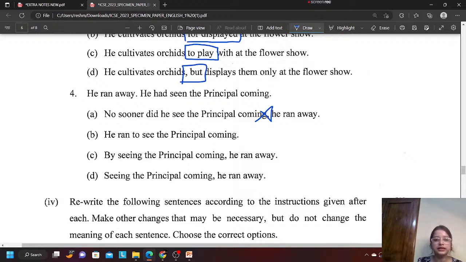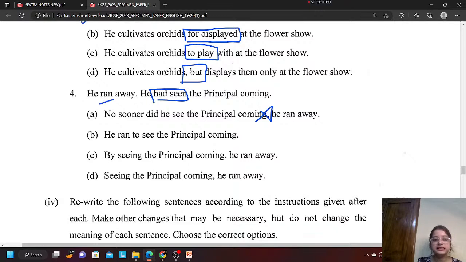He ran away. He had seen. That happened before he ran. No, that means he is afraid. He did not just run away for no reason. He was not interested in seeing the principal. By seeing the principal coming, he ran away. This is also not that good. Seeing the principal coming, he ran away. This is the best one. So 4D. All of you are correct. Conjunction is also done. No doubts in conjunction. Just let me know once. Then we will move to the last part, which is transformation.